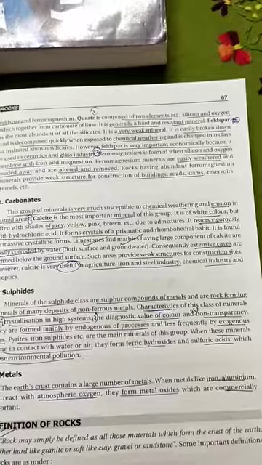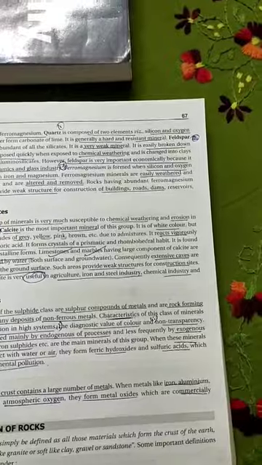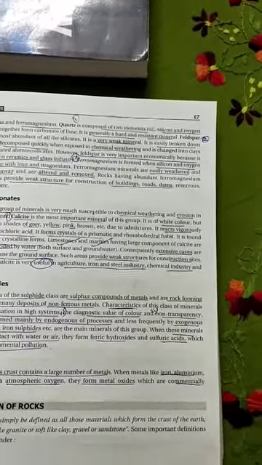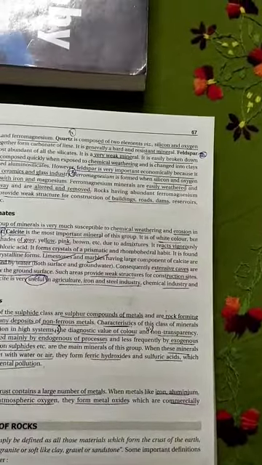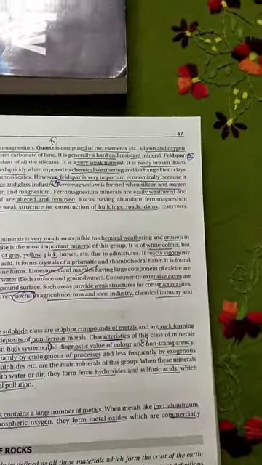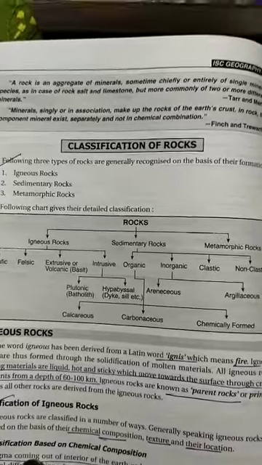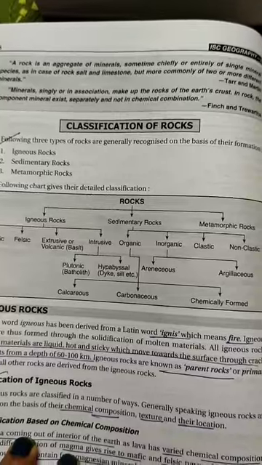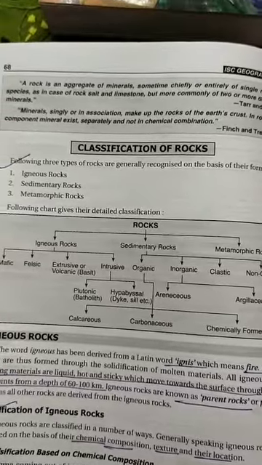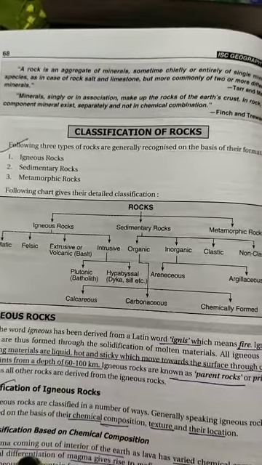Rocks are simply defined as all those materials which form the crust of the earth, whether hard like granite or soft like clay, gravel or sandstone, they are called as rocks. The other definitions which have been given to you here, you can learn these also. A rock is an aggregate of minerals, sometimes chiefly or entirely of a single mineral species, as in the case of rock salt and limestone, but more commonly of 2 or more different minerals.